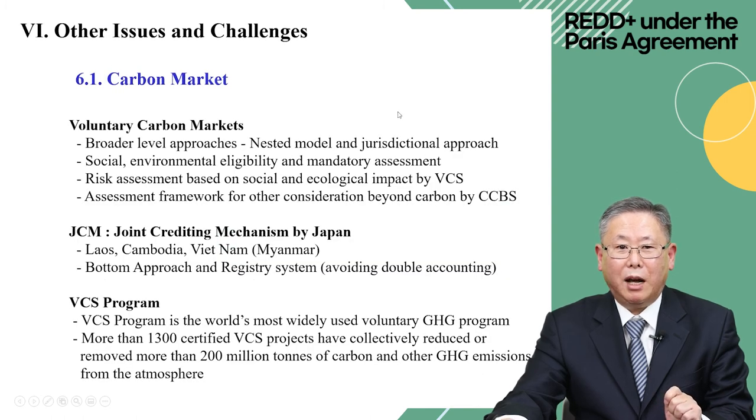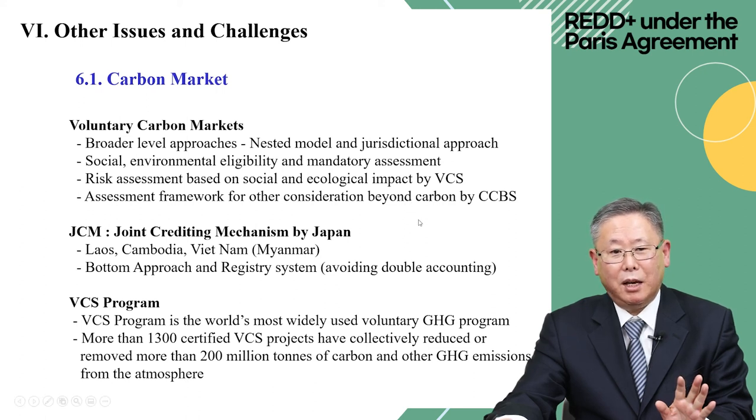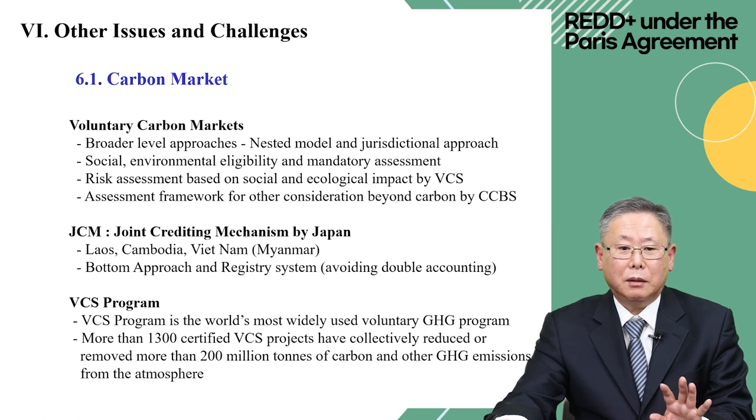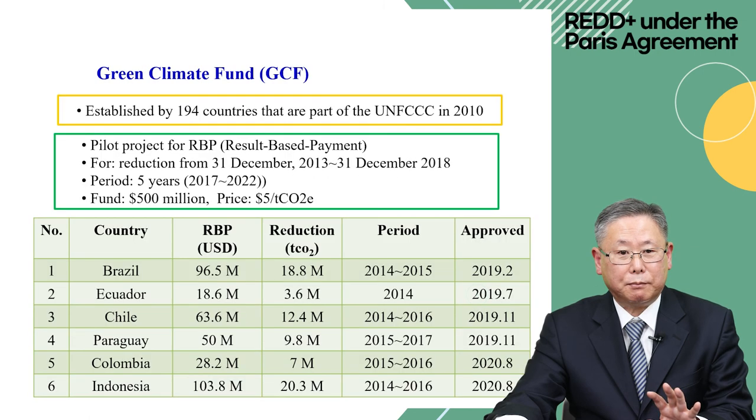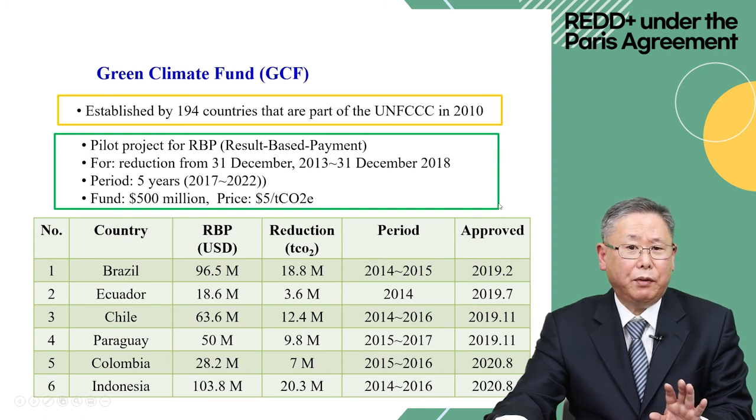Lastly, what about the carbon market? There is a voluntary carbon market so far. And there is the JCM, the Joint Crediting Mechanism by Japan, which is at a bilateral level. And the VCS program in the voluntary market. The VCS program is the world's most widely used voluntary greenhouse gas program. More than 1,335 VCS projects have collectively reduced or removed more than 200 million tons of carbon and other greenhouse gas emissions from the atmosphere.